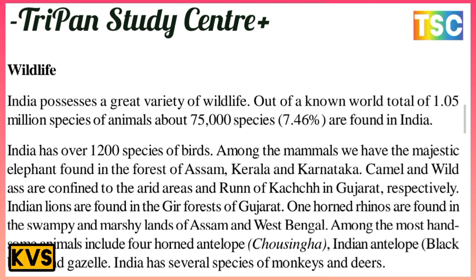The camel and wild ass are confined to the arid areas of the Rann of Kutch in Gujarat. The Indian lion is found in the Gir forest of Gujarat, and one-horned rhinos are found in Manas and Kaziranga and the marshy land of Assam and West Bengal.